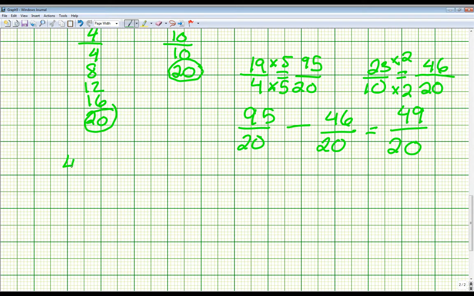So I'm going to rewrite it over here so I have a little bit more space. First thing I need to do is ask how many 20s can go into 49. And there are 2 20s that can go into 49. So I'm going to make a big 2, a whole number of 2, because 2 times 20 would give me 40. Now, what's the leftovers? If 2 times 20 is 40, it looks like there are 9 leftovers. So my leftovers go on the top of my fraction, and my denominator stays the same. 2 and 9/20 is going to be our final answer to that subtraction problem.